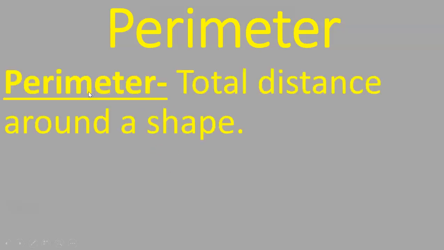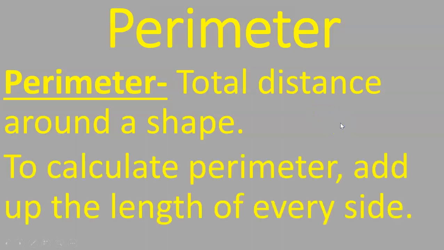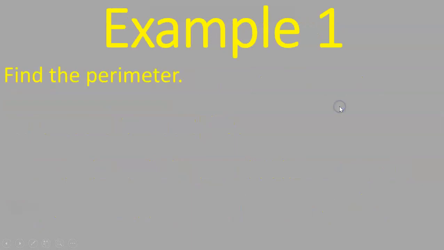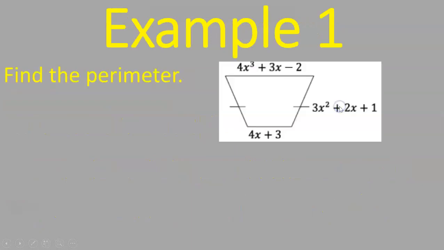So the perimeter is the total distance around a shape, and to find the perimeter of a shape, if it's a polygon, which we'll talk about later, you simply add up the length of every side. Okay, so that requires the skill of adding polynomials. So first example here, find the perimeter.